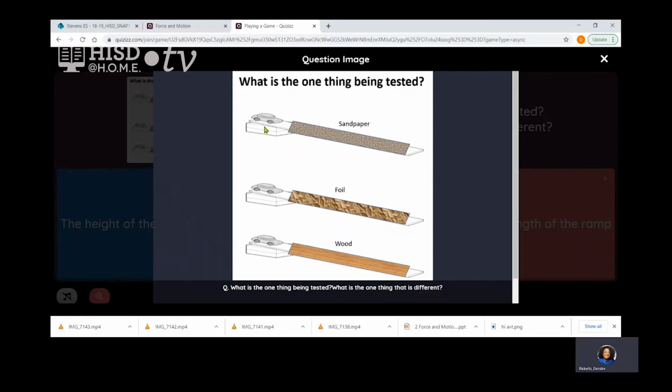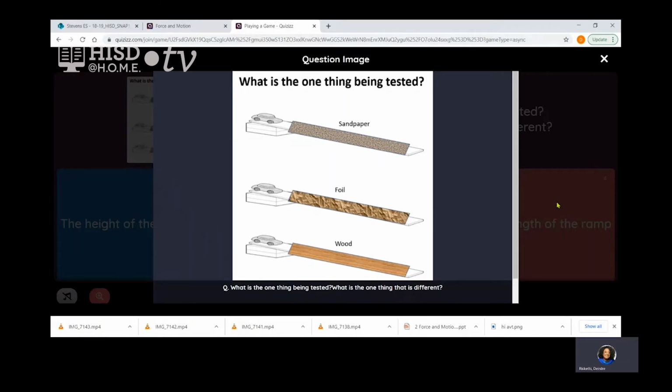The height of the ramp, 2 books, 2 books, 2 books, the same. The length of the ramp looks the same. But this one has a surface of sandpaper. This one has a surface of foil. And this one has a surface that's wood. So the surfaces are different. Everything else is the same.